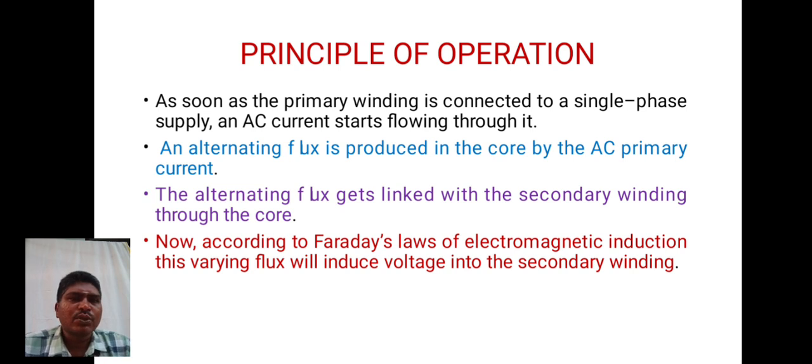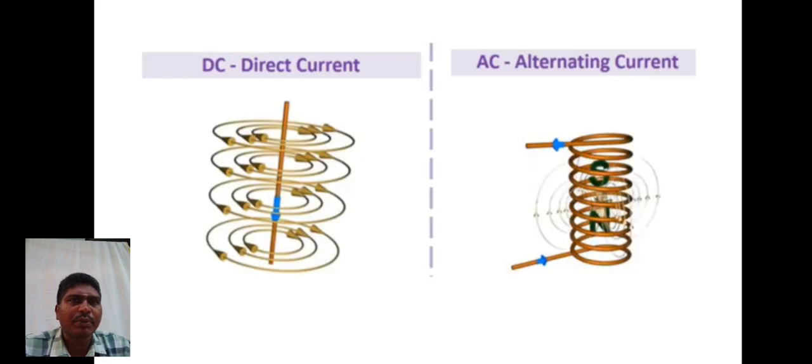As soon as the primary winding is connected to a single phase supply, AC current starts flowing through it, and alternating flux is produced in the core by the primary current. The alternating flux gets linked with the secondary winding through this core. According to Faraday's law of electromagnetic induction, this varying flux will induce voltage in the secondary winding. So this is the principle of operation.